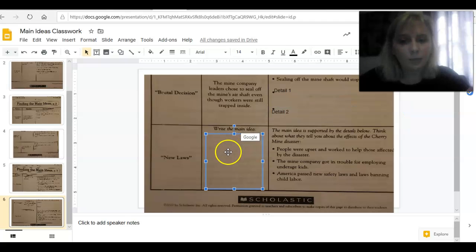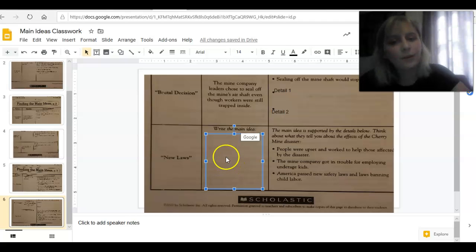All right, and then we're going to move on to the last one. It's from the section New Laws. Again, when you're coming up with your main idea, it's very useful to look at what that subheading is because that subheading is going to point you in the right direction for your main idea.